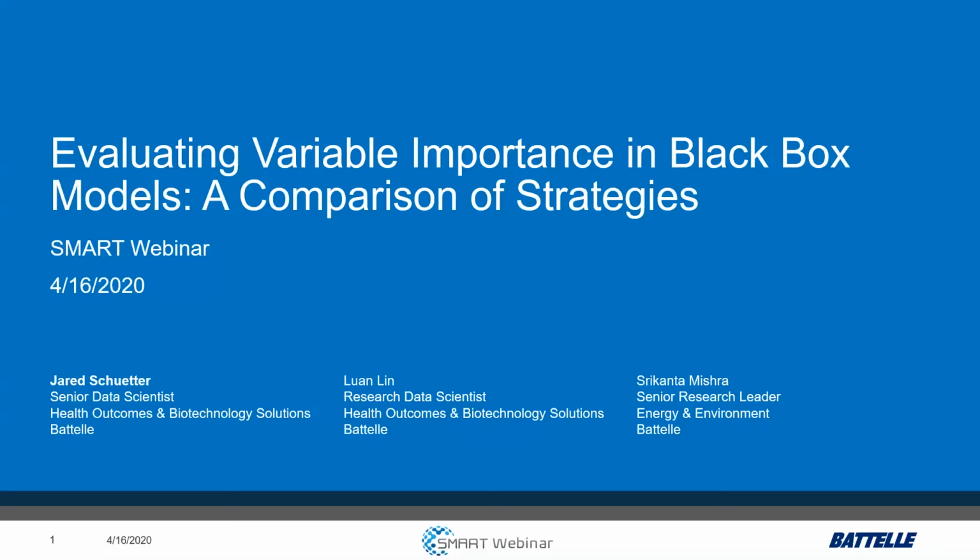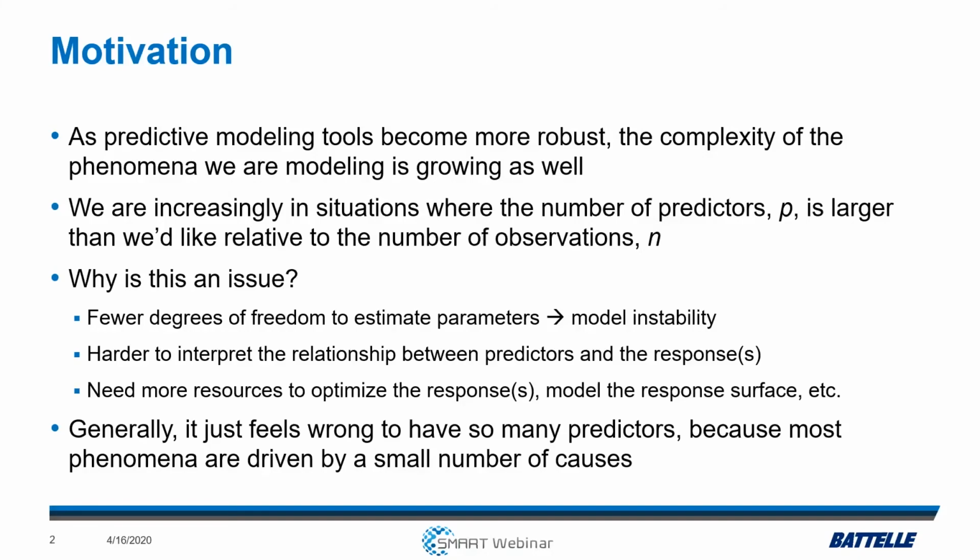Okay, we'll start off with just some basic motivation to this problem. As you know, our predictive modeling tools are becoming a lot more robust with machine learning, deep learning, and variants thereof. Also, because of that, we're able to model more complex phenomena, and also, of course, we're gathering a lot more data nowadays. And so we're increasingly in these situations where we have a lot more predictors than we used to have, and we may not have a lot more observations necessarily. So this ratio of P to N is kind of growing.